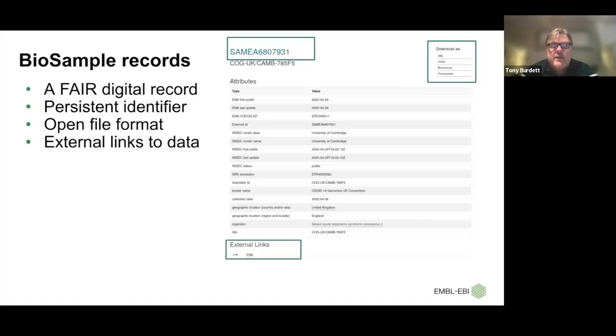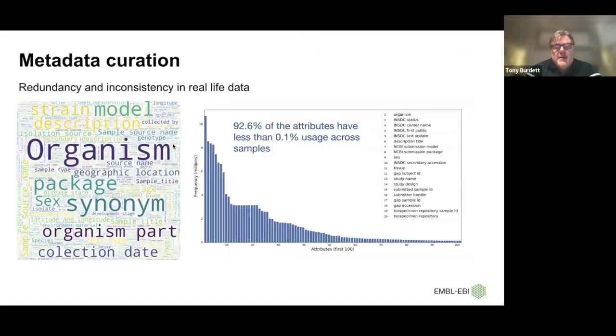We've got this open file format. Whilst you can see a sample record on the BioSamples website, you can also get views of those samples in a number of different formats. You can download this record as XML or JSON. We use Bioschemas Markup, which is an Elixir standard, and Phenopackets, which is a GA4GH standard. And then you can also link through to the data that's derived from this sample itself. In this case, you can see that there's an ENA link, which means that someone sequenced this sample in the past and submitted the sequence data to ENA. So that's making the data open.